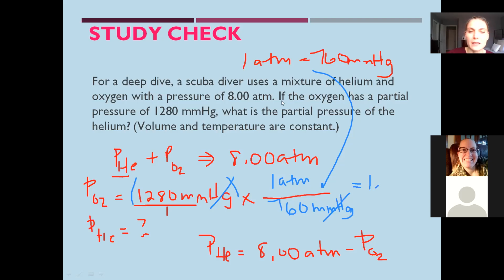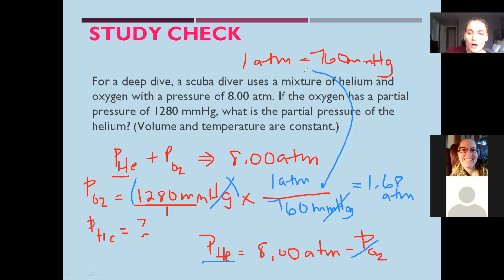I get 1.68 ATM. So now that tells us the partial pressure of oxygen. And so what it says is for a deep sea or deep dive, a scuba diver uses a mixture of helium and oxygen. So now what we're going to do is solve for the partial pressure of helium.